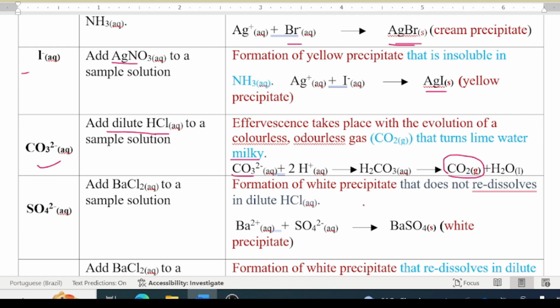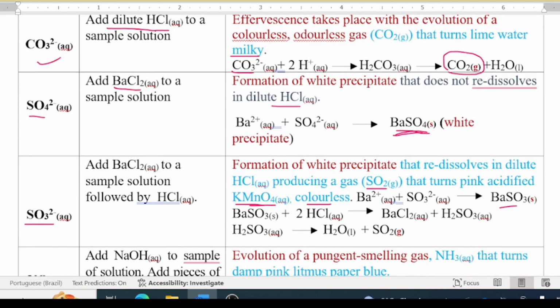Now, if you want to know if a solution has sulfate ions, add barium chloride to it. With the solubility chart, when barium combines with sulfate, you get a white precipitate. But this white precipitate can be confused with other things. If you try to redissolve that in dilute HCl, it wouldn't, okay? This other ion here can be confused because it also forms a white precipitate with barium chloride. If you pour more dilute HCl onto it, okay, it redissolves.